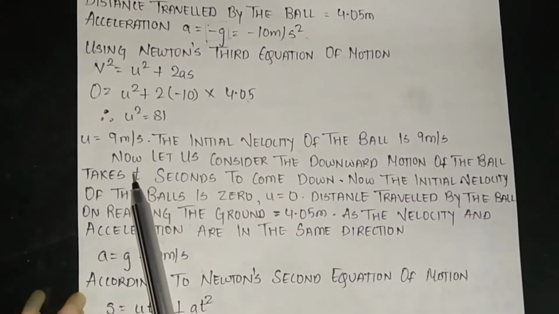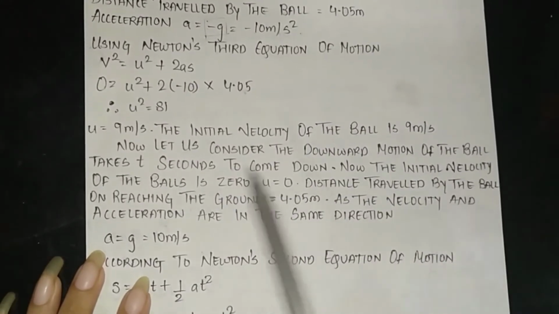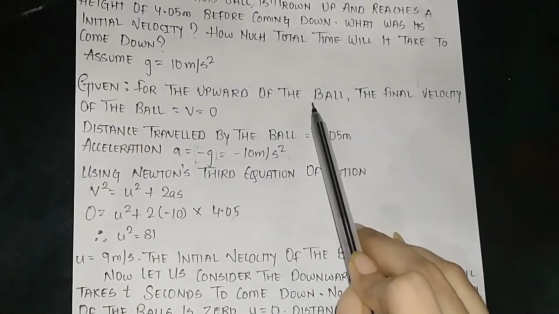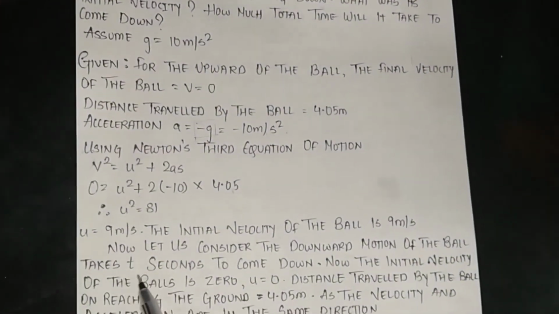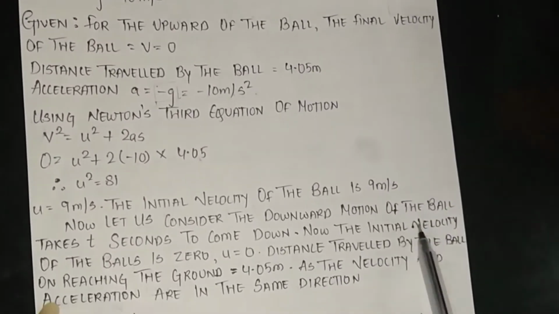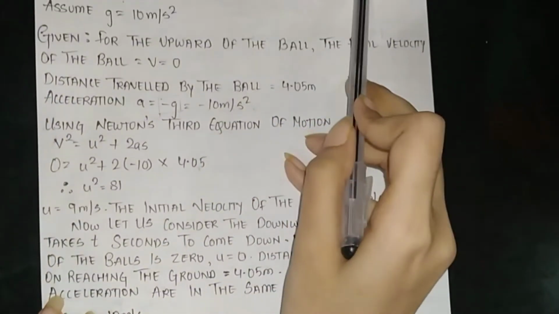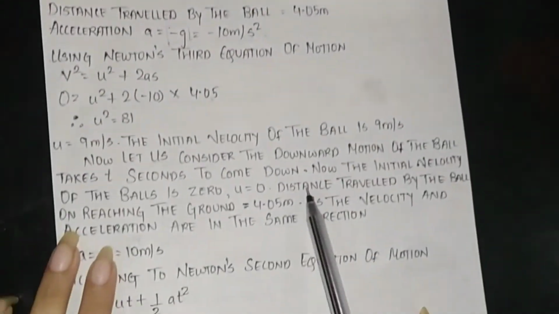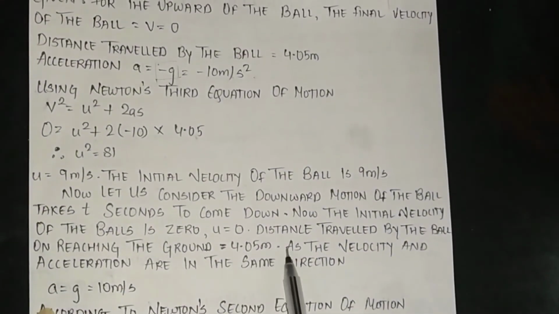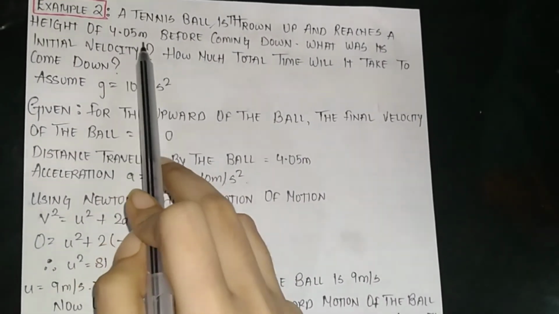Now let's see the example. Now let us consider the downward motion of the ball takes t seconds, means we have to calculate the position of the ball which is coming down by taking time equal to t to come down. Now the initial velocity of the ball is 0, that is u equals 0, because there is no initial velocity given over here. Distance travelled by the ball on reaching the ground is 4.05 as written over here. The height of the ball to reach the ground is 4.05 meter.